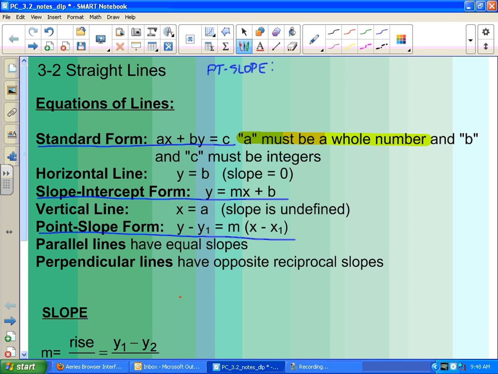Slope intercept and point slope are very much the same thing, except with point slope you have x1, y1 as this point, whereas in slope intercept you have the vertical intercept as a point, and then from there you move to be able to graph these things. All right, so this is all of the stuff that we've been working with through Algebra 2 with regards to lines.